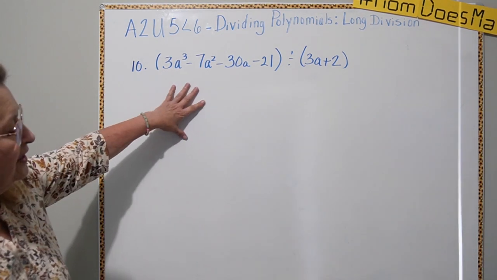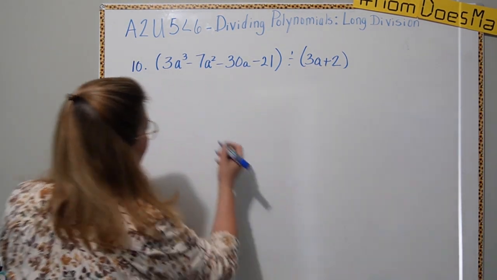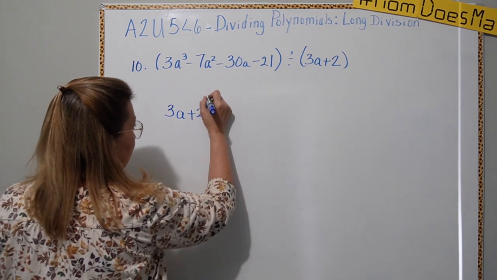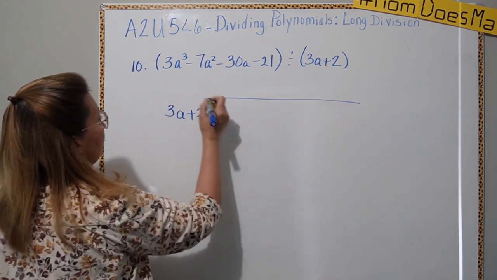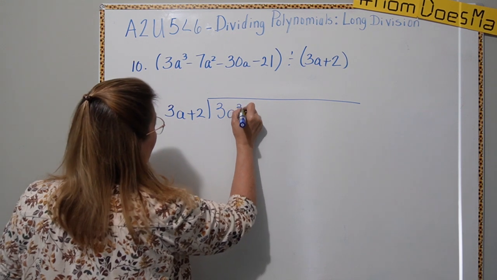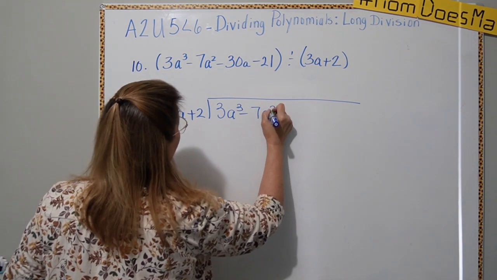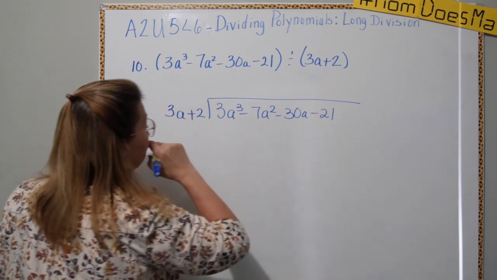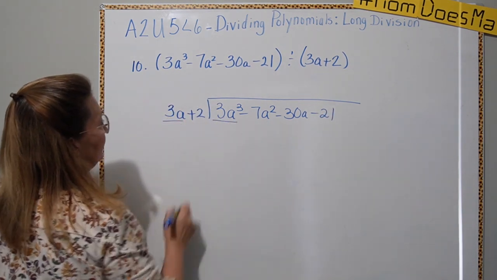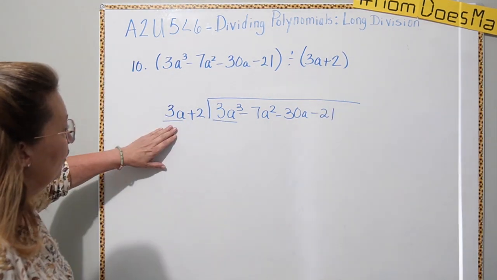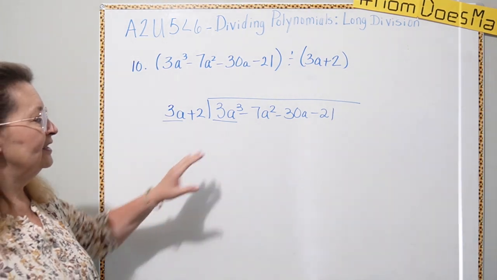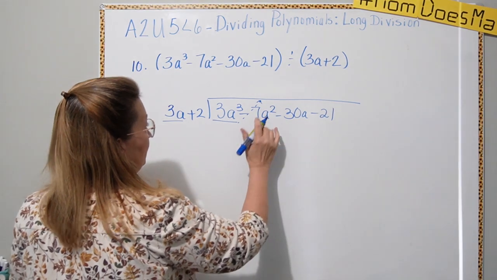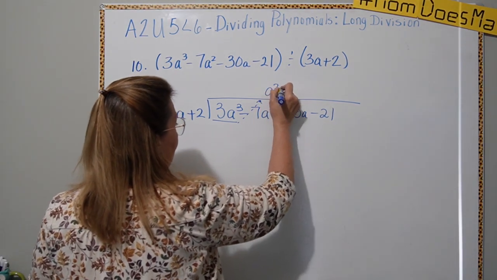Okay, so let's look at number 10 now. We're going to take our divisor right here and we'll put it on the outside of the division symbol. Then we're going to have 3a to the third power minus 7a to the second minus 30a minus 21. And once again, we're going to focus on these two numbers first and say, what would I multiply 3a by to get 3a squared? And I'm going to put that answer on top of this one. So that would just be a squared.